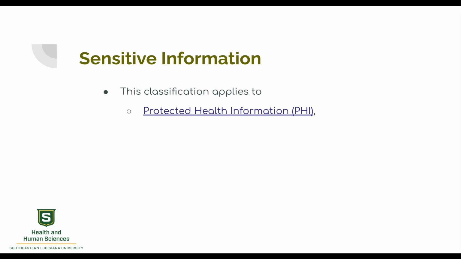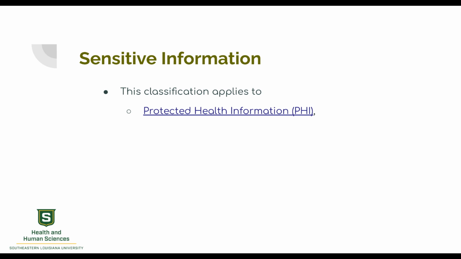Another term you're going to come across in conversations about data security or data privacy is sensitive information. This term is used specifically to classify information such as protected health information. For protected health information, and I've included a link to that, there are 18 elements that have been identified by HIPAA as the information that we are protecting under HIPAA.